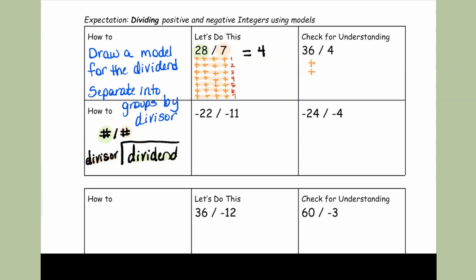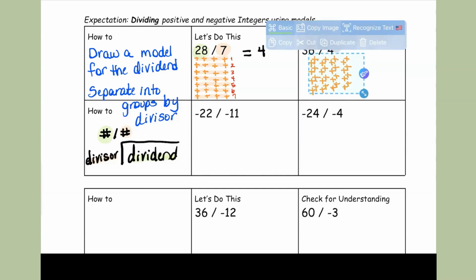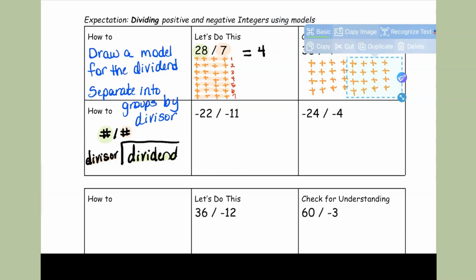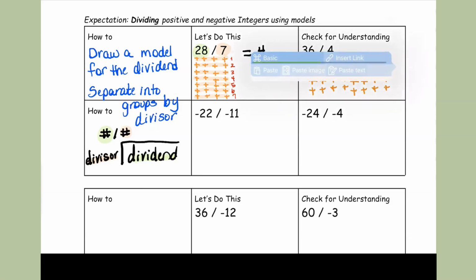All right, welcome back. The first thing that we are going to do is represent that dividend with the appropriate number of markers that we need. Because 36 is our first number, which is our dividend, I need to draw out 36 positive markers. 36 is a positive number, so I'm showing that as a positive marker using the plus sign.